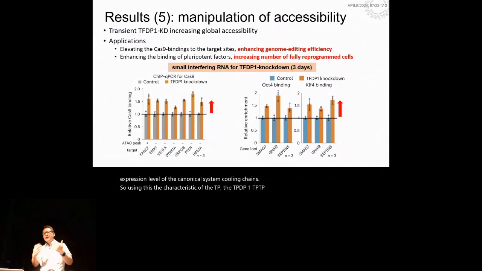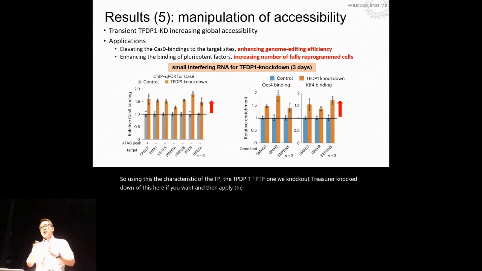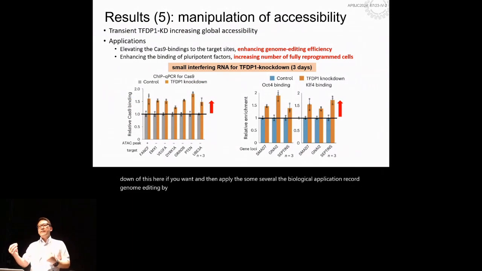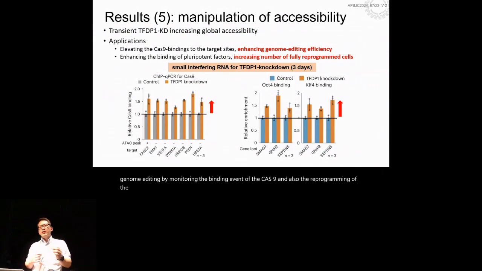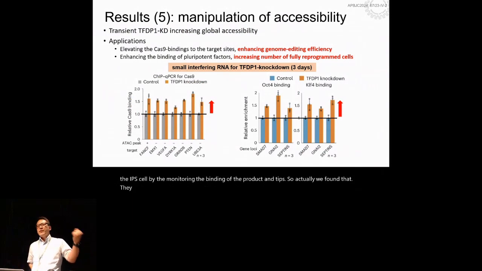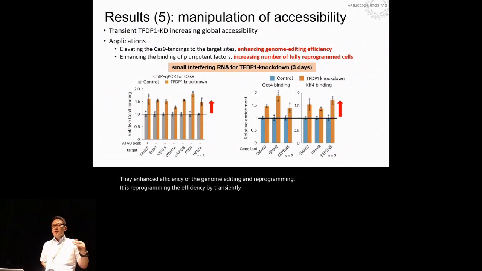Using this characteristic of TFDP1, we transiently knocked down TFDP1 and applied it to several biological applications, like genome editing, by monitoring the binding event of Cas9, and also the reprogramming of iPS cells by monitoring the binding of the pluripotent TFs. We found enhanced efficiency of genome editing and iPS reprogramming by transiently reducing this molecule.